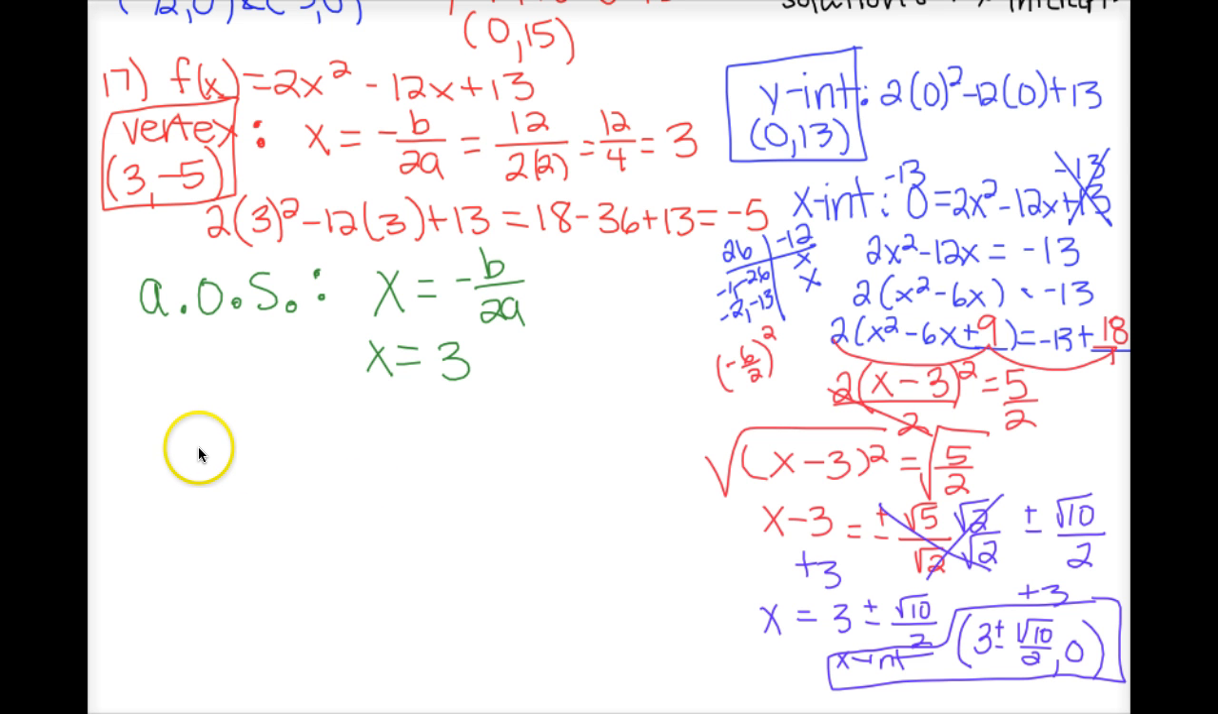So then final thing it asked is, does this graph have a minimum or a maximum, and what is it? Well, you know if it has a min or a max by which direction it opens. Since a is positive, this opens up, which means in general its shape looks like this. So that means it's going to have a minimum. The max or min is always the y coordinate of the vertex. So in this case, it has a min at negative 5.